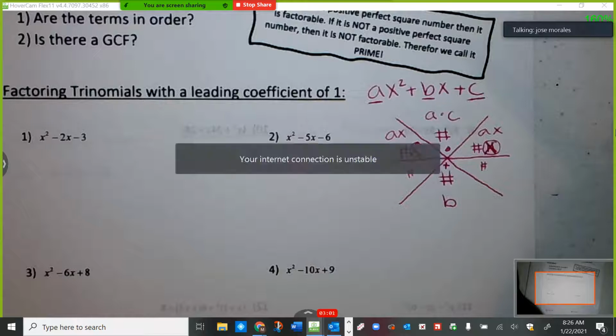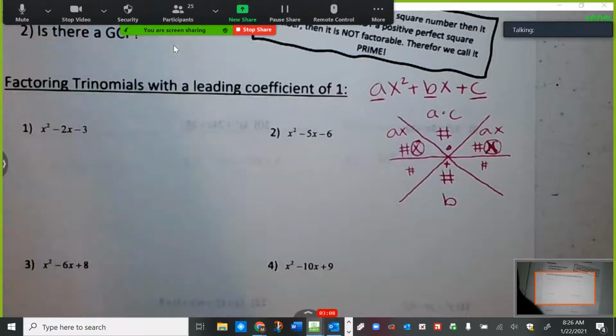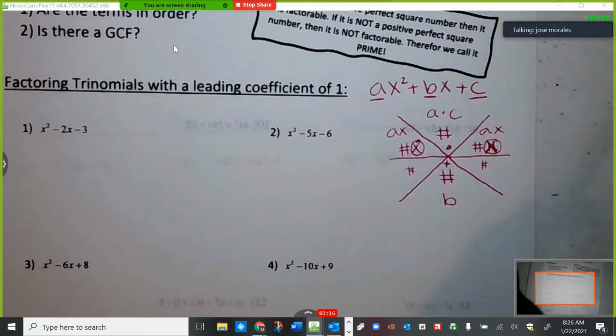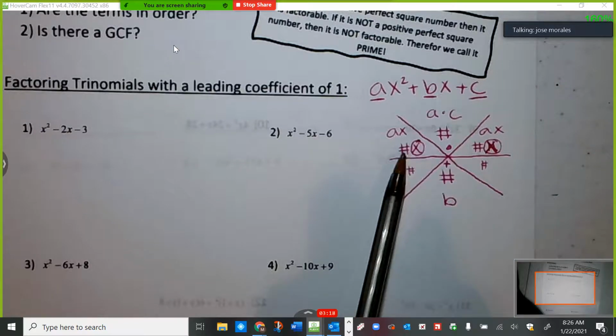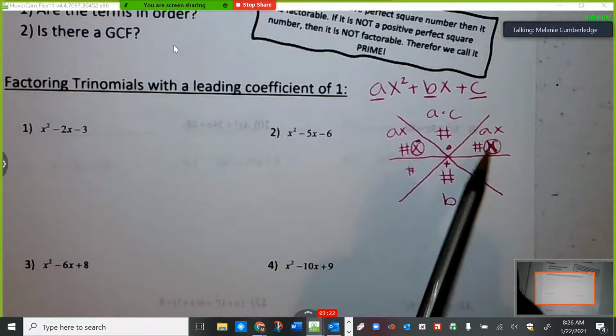Can you go back? You froze again. I froze? Yeah. Where did I freeze? You put the number on the X. You said, oh so shoot, and you froze. 8 times x, 8 times x.